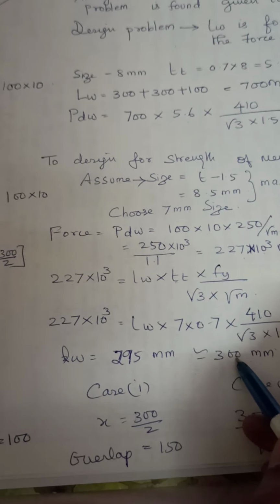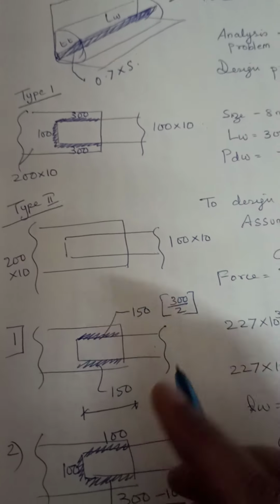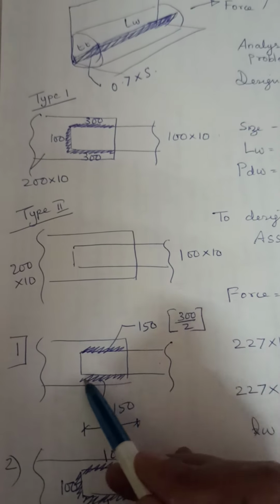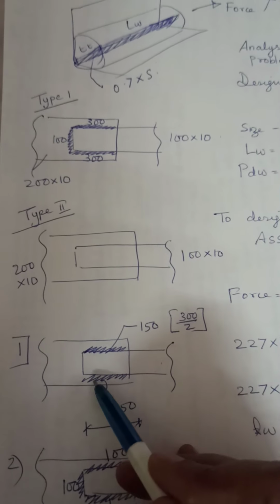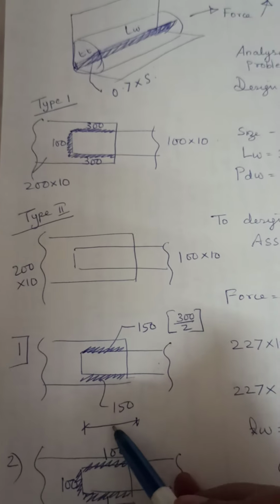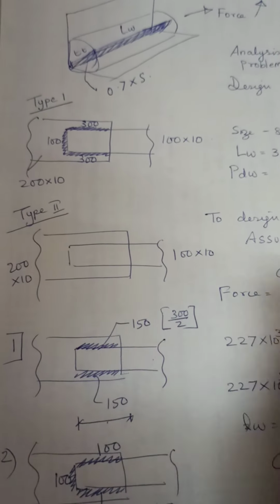So we have two cases of providing this 300 mm of weld. In one case, I am just providing 300 mm in the two side welds. So 300 divided by 2 arrives to be 150 mm. So the overlap is 150 mm. This is the first case, without the end weld.